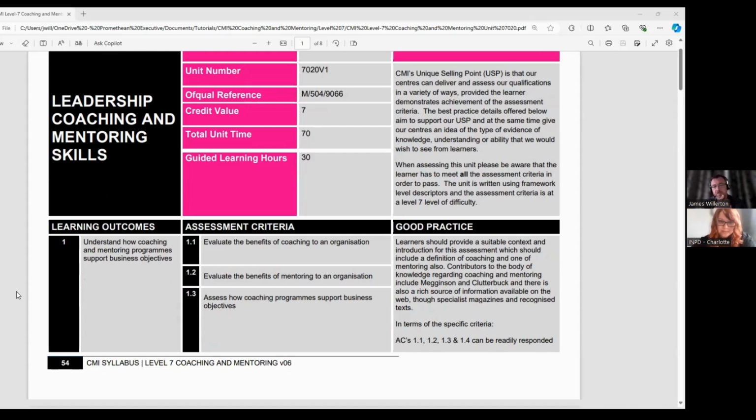But to start us off, we're going to evaluate the benefits of coaching to an organization and then evaluate the benefits of mentoring to an organization. Pretty straightforward again. Just to reiterate, our advice is to keep these two responses separate. So we're going to give mentoring just as much airtime as we do coaching.